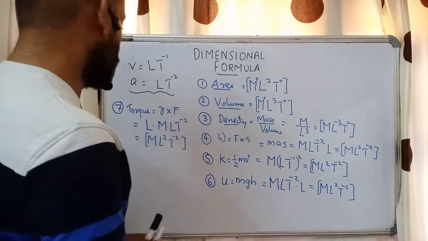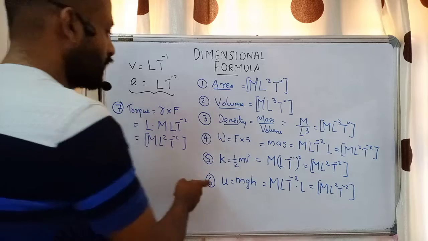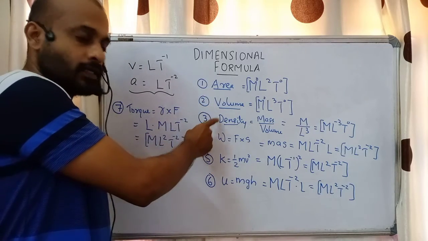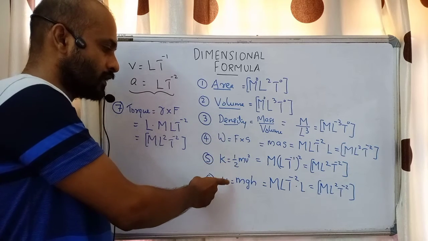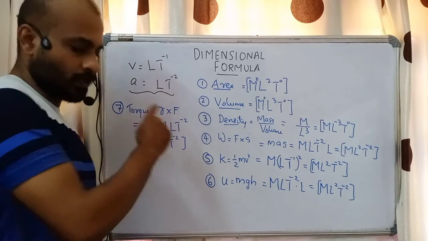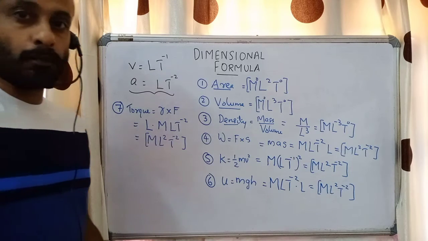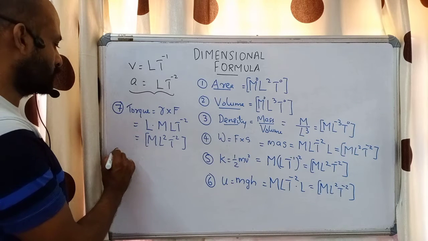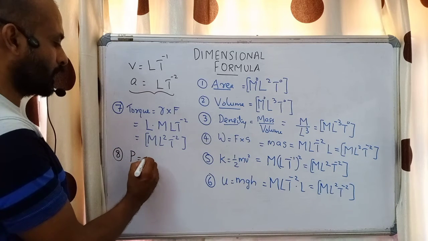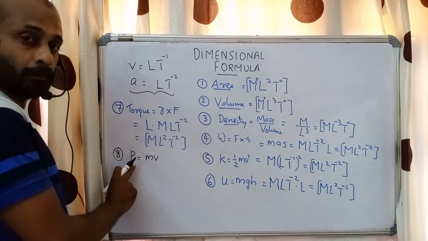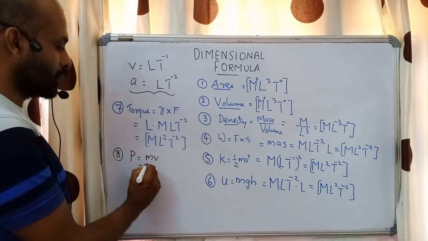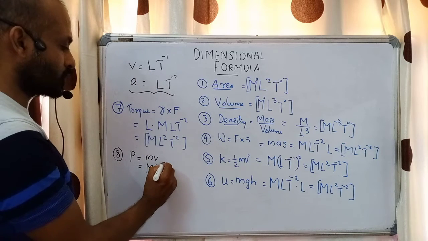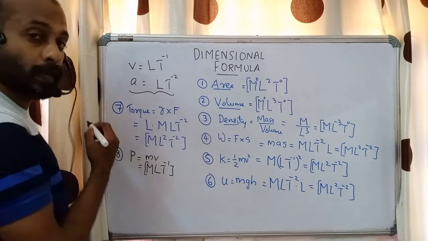Okay, so we have seen 7 dimension formulas. We have seen first that of area, then volume, density, work, kinetic energy, potential energy, torque. Now we can see the next one. We can see momentum. What is momentum? Product of mass into velocity. So momentum has an equation. P is the symbol of momentum. Mass into velocity. M is for mass. For velocity, what can we use? L T raised to minus 1. So M L T raised to minus 1 is the dimension formula of momentum.